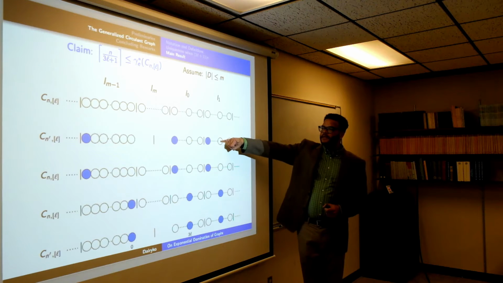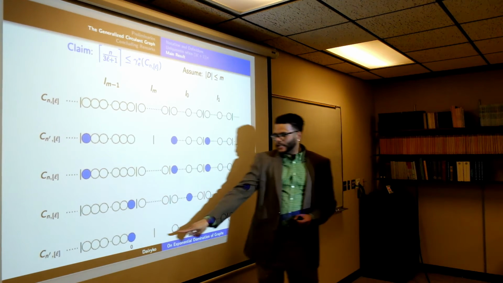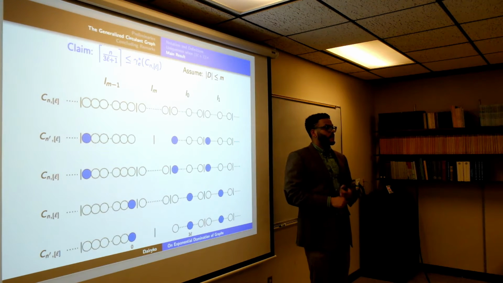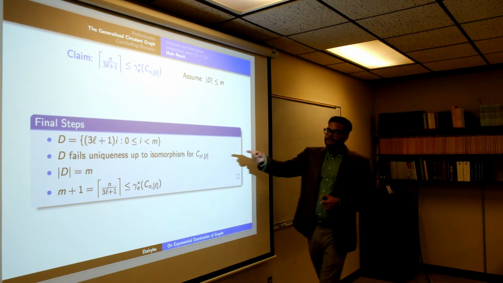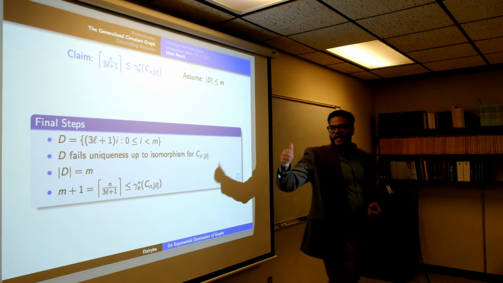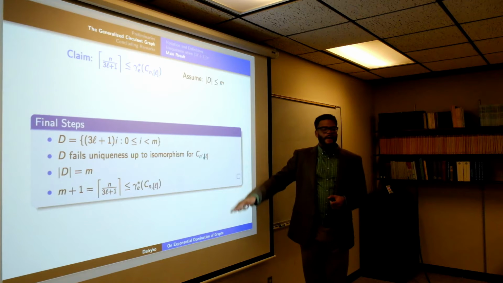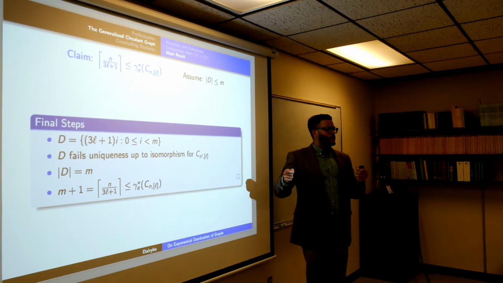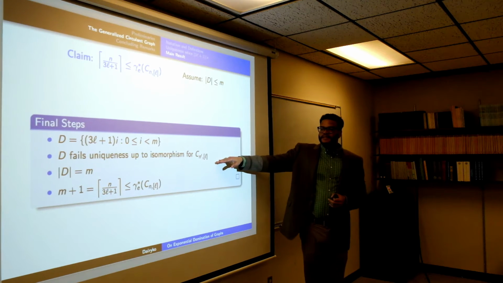Now the distance up here between every blue vertex is 3L plus 1, but the distance right here between these two blue vertices is 3L plus 1 minus R. Now that's a problem. D, remember, is 3L plus 1 times I. D fails uniqueness up to isomorphism because that last time I mapped it back, the two vertices weren't distance 3L plus 1 apart, they were less than that. So the size of D in this case is n.